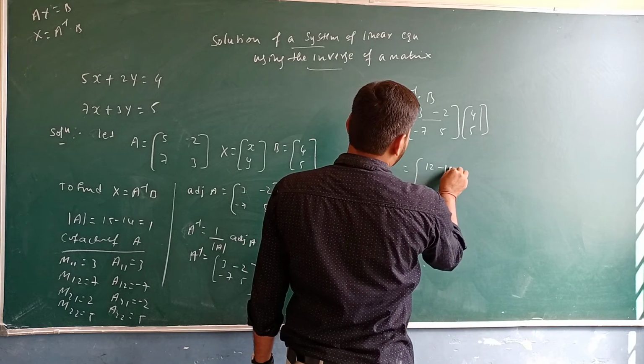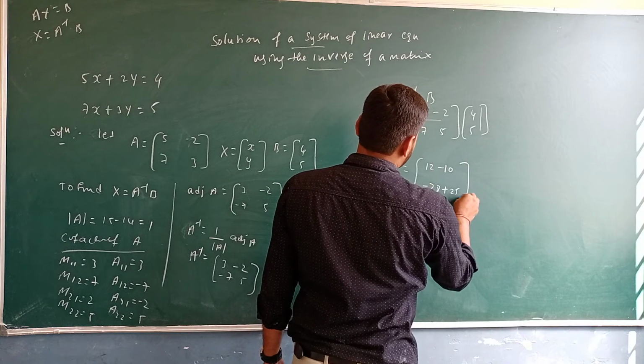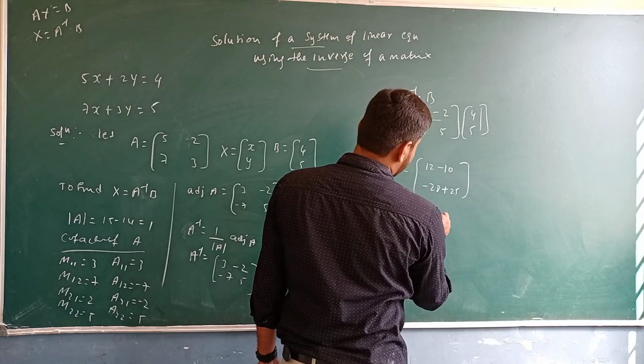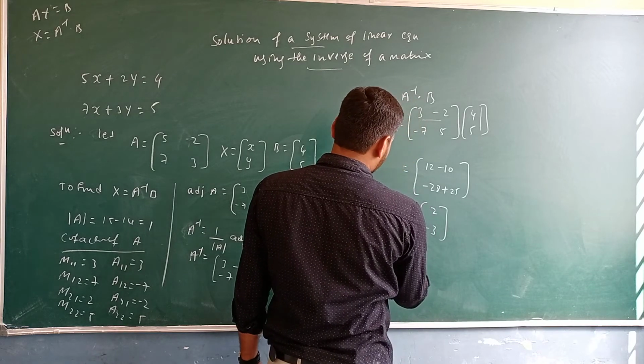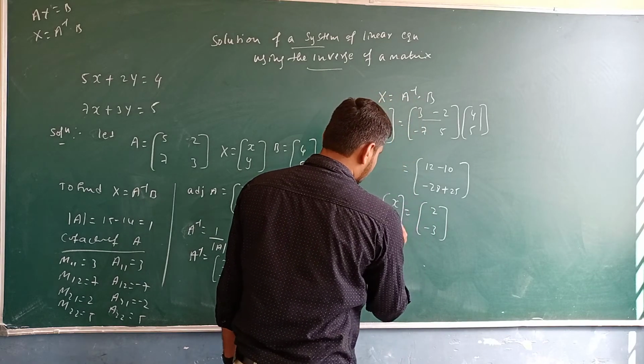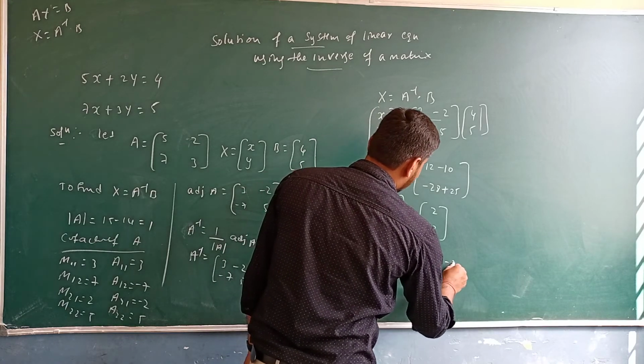So with the 12 minus 10, here minus 28 plus 25. So we are getting with the 10. 12 minus 10, that's going to be 2, minus 3. So x and y is equal to this one. So here x is equal to 2 and y is equal to minus 3.